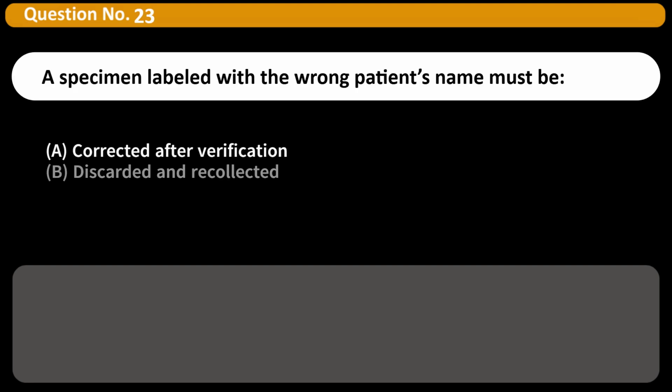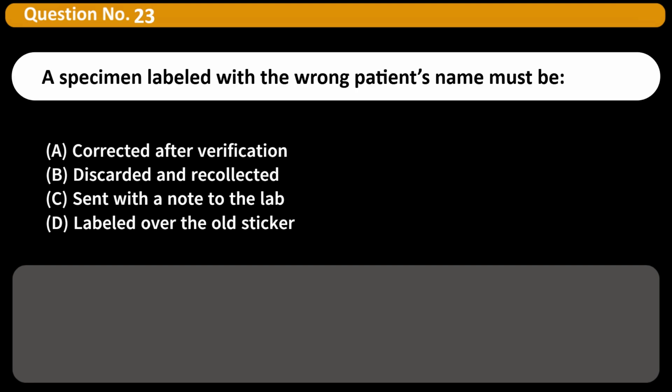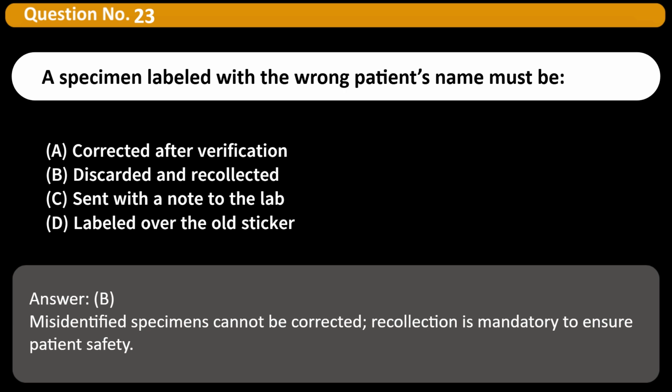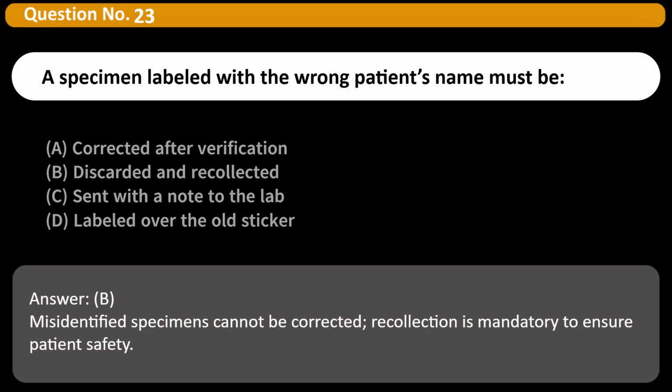A specimen labeled with the wrong patient's name must be A. Corrected after verification. B. Discarded and recollected. C. Sent with a note to the lab. D. Labeled over the old sticker. Answer B. Misidentified specimens cannot be corrected. Recollection is mandatory to ensure patient safety.